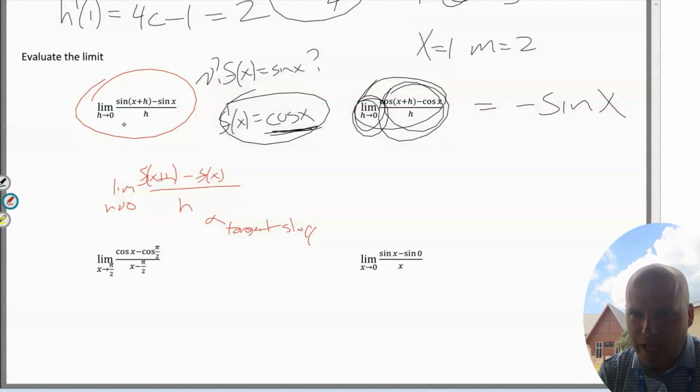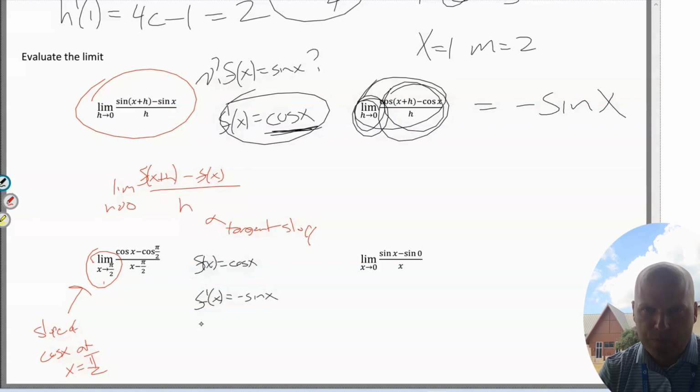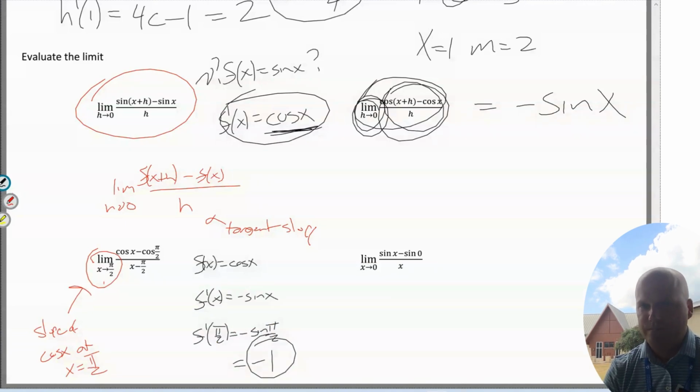Oh, now it's not at x. It's when x approaches pi over 2. This is the slope of cos x at x equals pi over 2. Well, the slopes of cosine are negative sine. The slope of cosine at pi over 2 is going to be negative sine of pi over 2. Sine of pi over 2 is 1. This answer is actually negative 1. You'll see more of these on your future homeworks.